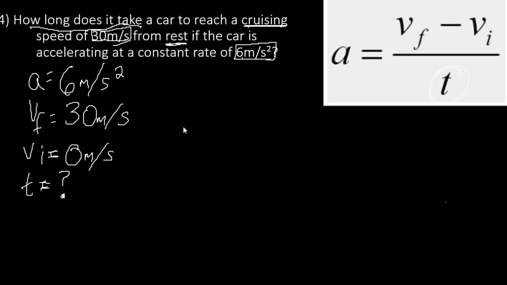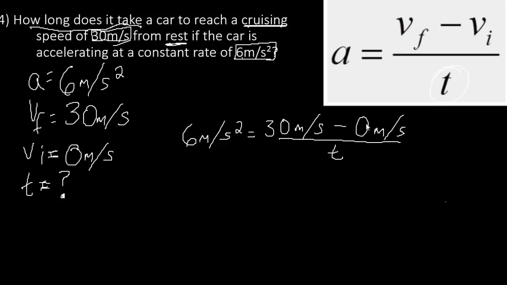So let's plug everything that we know into our equation. We're given 6 meters per second squared, which is equal to our final velocity of 30 meters per second minus our initial velocity of 0 meters per second all over t. Now the first and easiest thing to do is to solve out this numerator right here. 30 meters per second minus 0 meters per second, that simply is 30 meters per second. Once again, we have that over t, and that's equal to 6 meters per second squared.